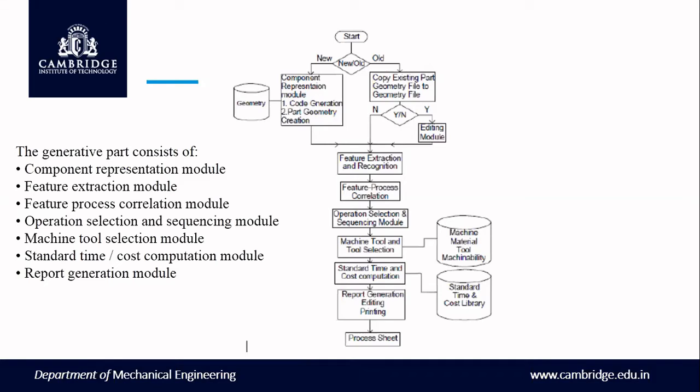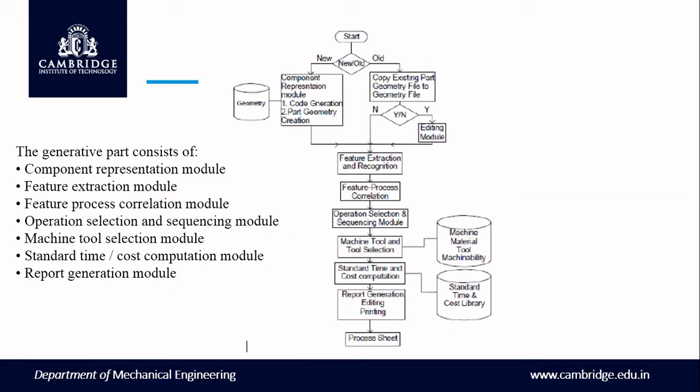If I want to create a new model, I click new model. That means I have to design a new model, and the new model requires component representation, model, code generation, and part geometry creation. That is, you have to give geometry information as input and do the design. After that, the loop comes back to feature extraction and recognition, that is recognition of the need, why you have to make this kind of product. Then feature processing and correlation: you have to correlate with the existing market or existing product, whether the product is available or not. Then operation selection and sequence, machine tool and tool selection.